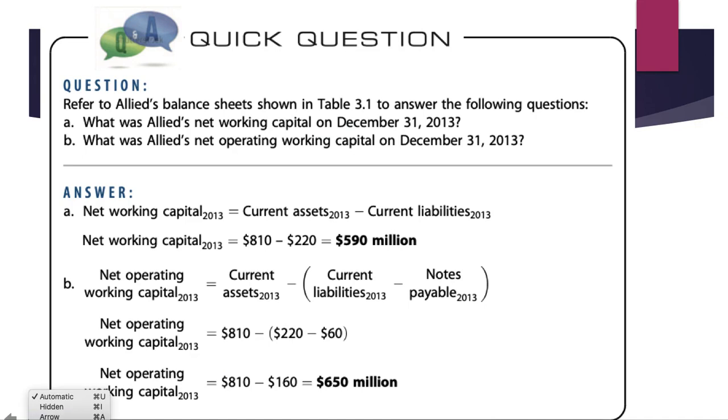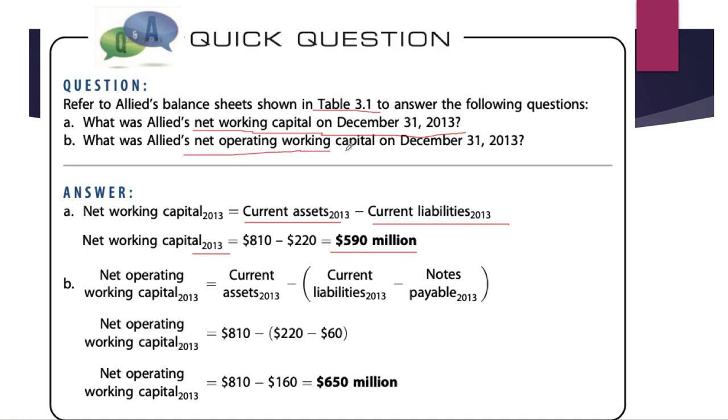Here's a quick example from our reference textbook. In this one, basically looking at the given example, Allied's balance sheet. First, what's the net working capital as of the end of 2013? So you can just check our table that we have seen and find out the current assets minus the current liabilities. As we gave the formula, this gives us the net working capital as of 2013.